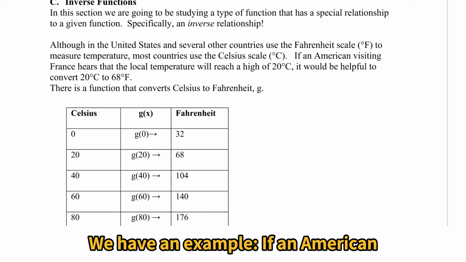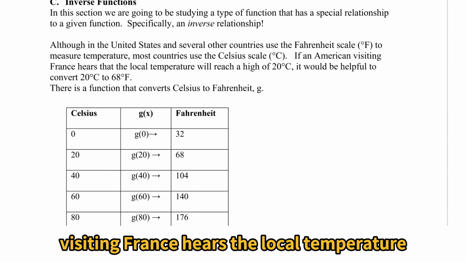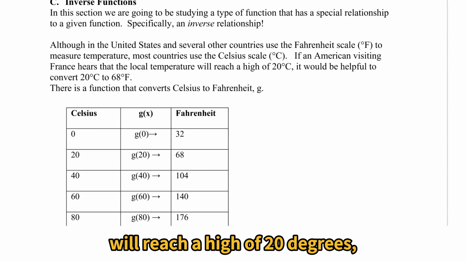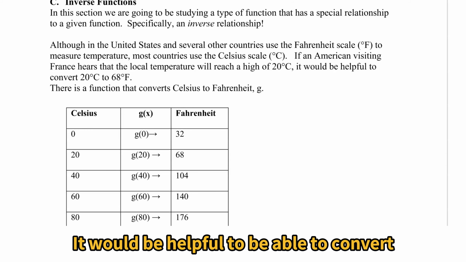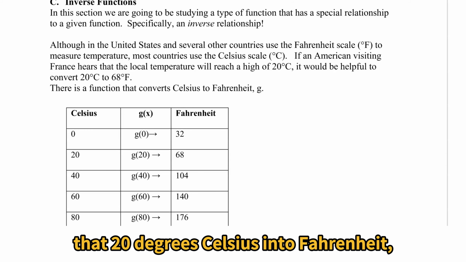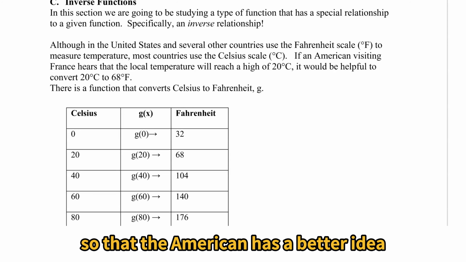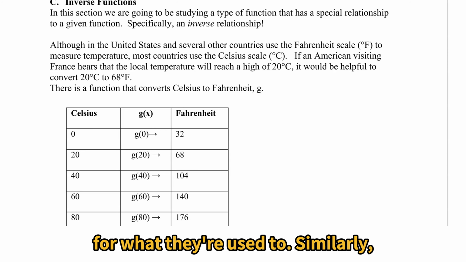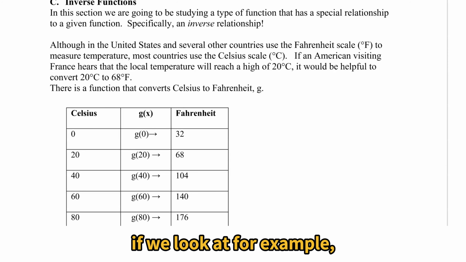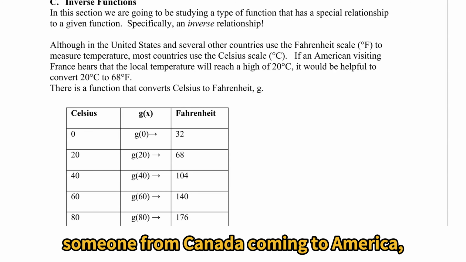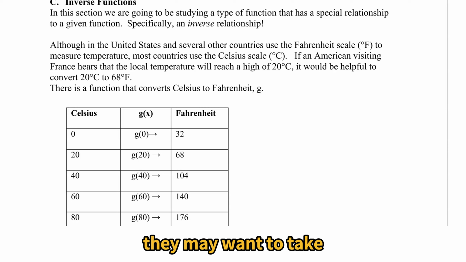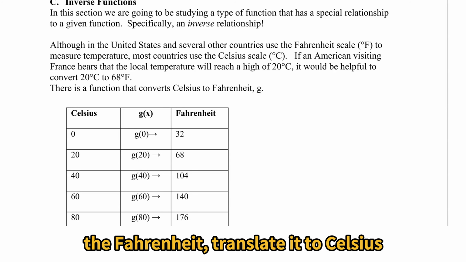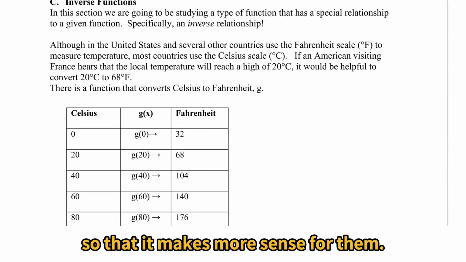We have an example. If an American visiting France hears the local temperature will reach a high of 20 degrees, it would be helpful to be able to convert that 20 degrees Celsius into Fahrenheit so that the American has a better idea of what that temperature is for what they're used to. Similarly, if we look at, for example, someone from Canada coming to America, they may want to take the Fahrenheit and translate it to Celsius so that it makes more sense for them.